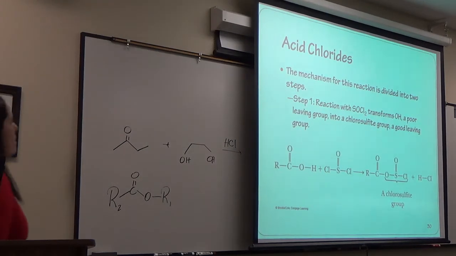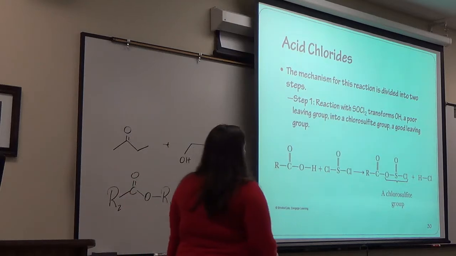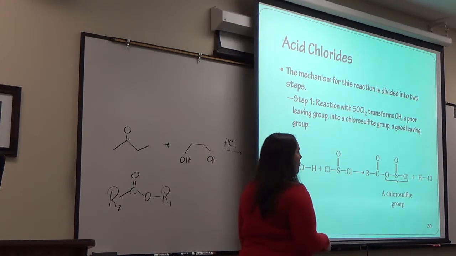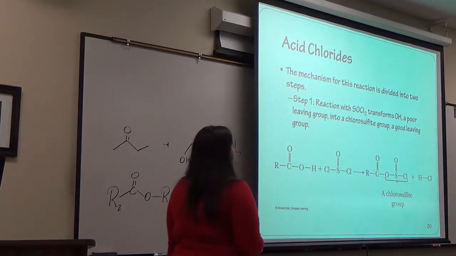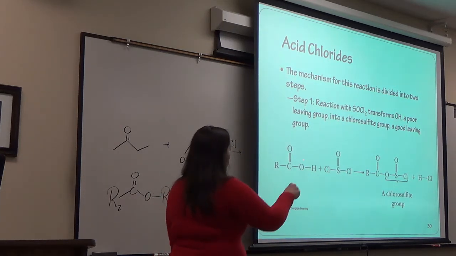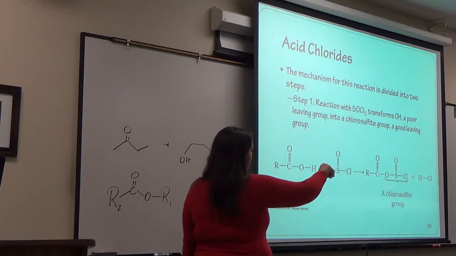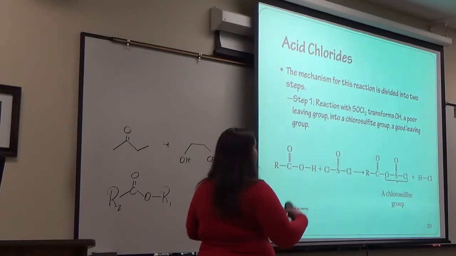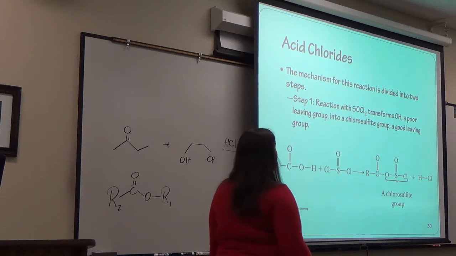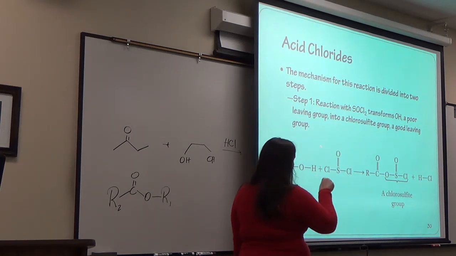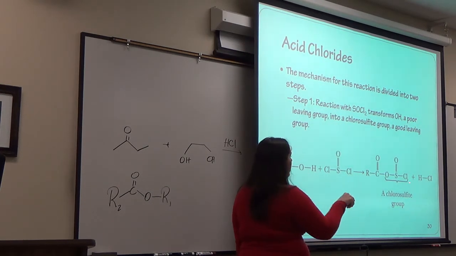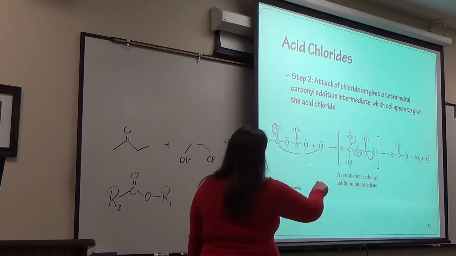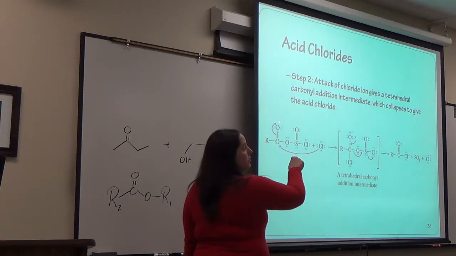And so again, the mechanism for this. Remember that the goal here is to transfer this chlorosulfite group. So this is thionyl chloride over here. And you're making that leaving group a good leaving group. The OH is not that great, so we're trying to convert it into something that is good. And then the Cl can come in and attack. Does that make sense?